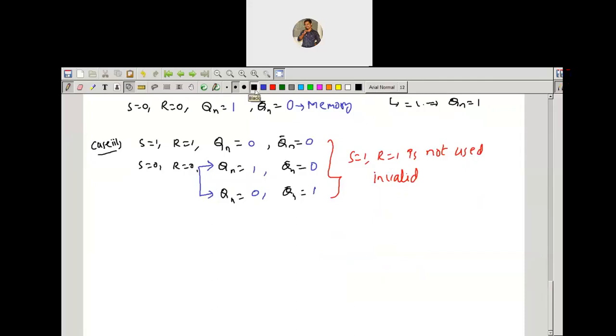So before that, let us see this table. The total information I am making in a table here.